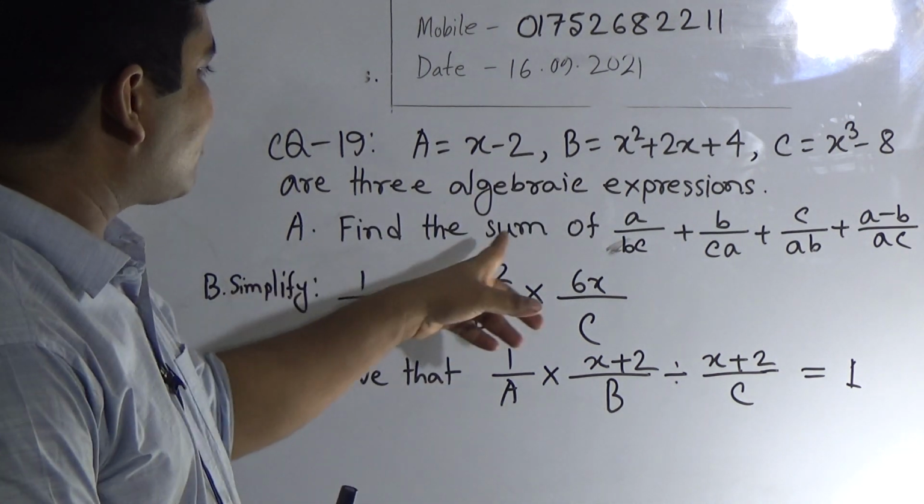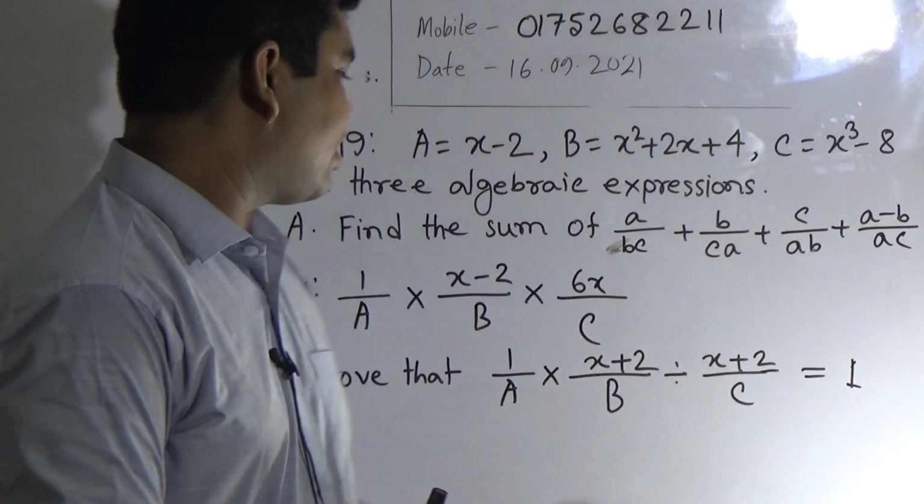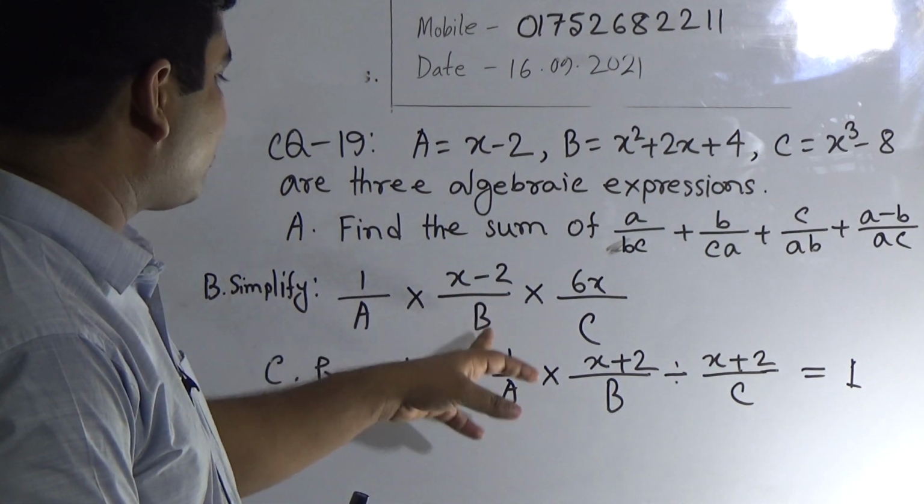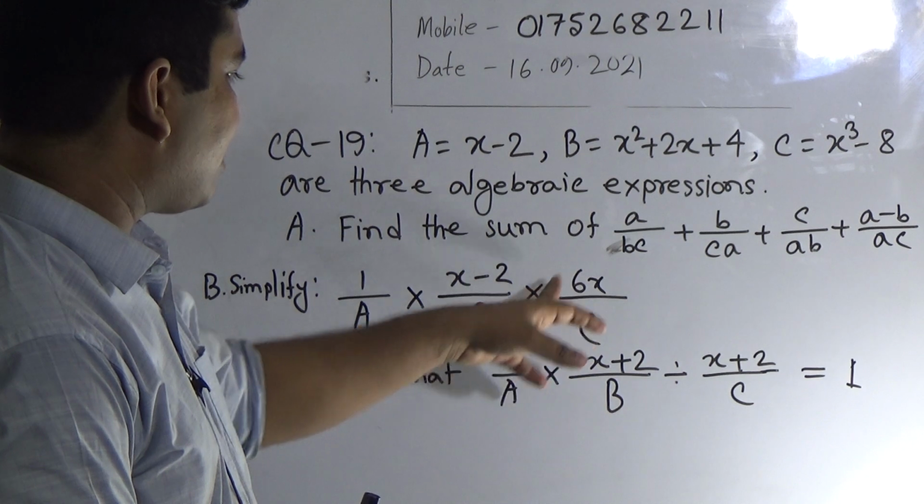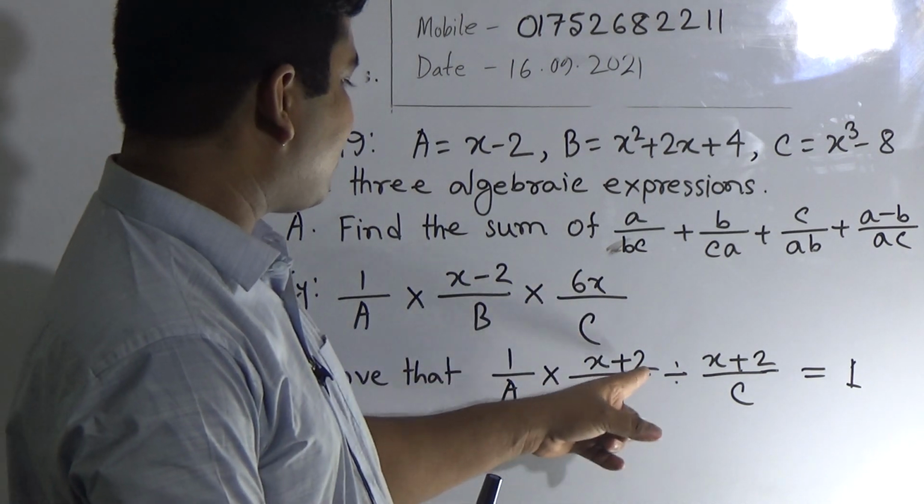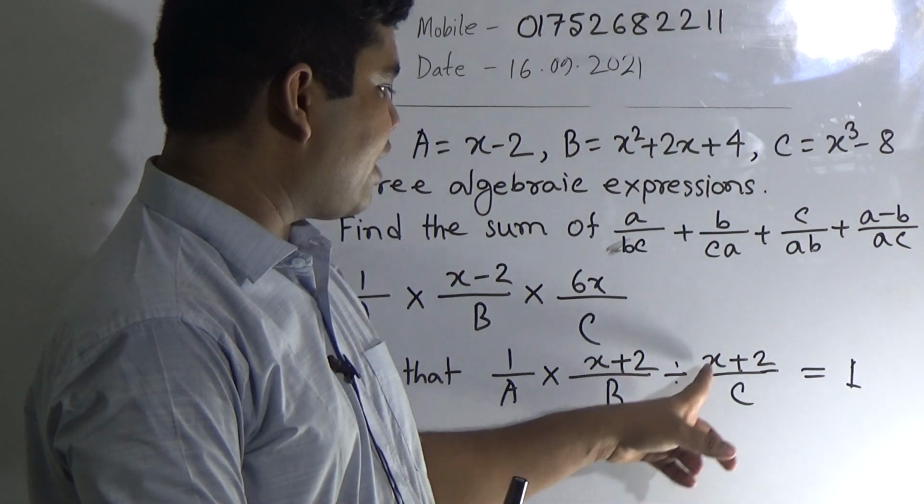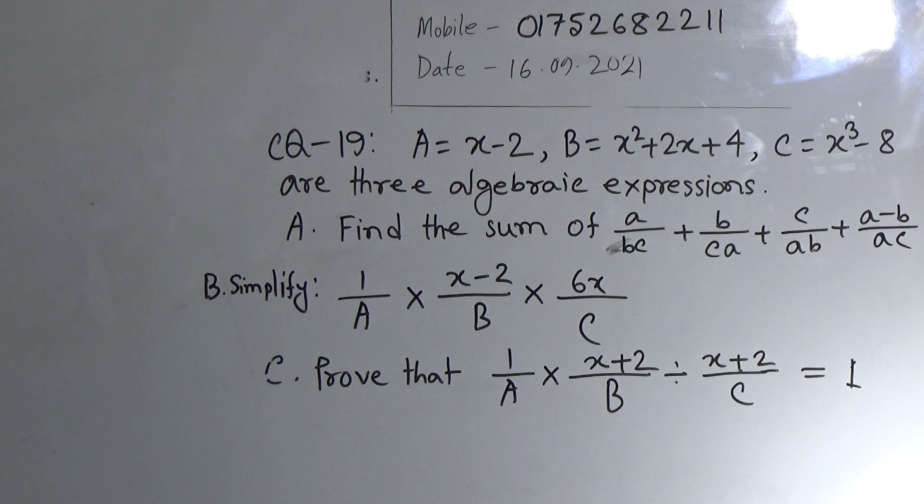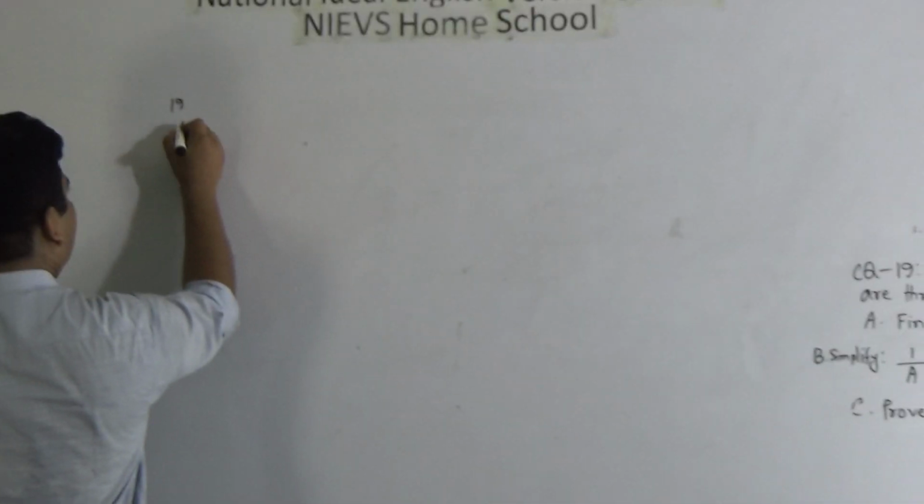A, find the sum of these expressions. B, simplify 1 by A multiply x minus 2 by B multiply x by C. C, prove that 1 by A multiply x plus 2 by B divided by x plus 2 by C equal to 1. So we start to solve this math. First of all, 19A question.